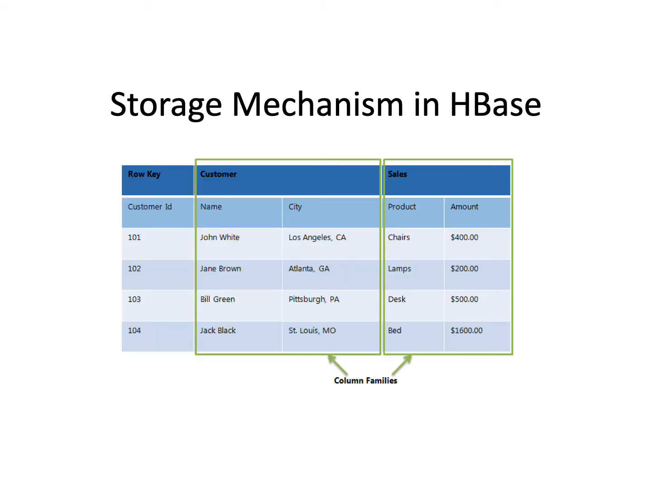So HBase basically is a column oriented database, and the data is stored in a table. We can see here, even though it's column oriented, the data is stored in a table. We can see it here in the example.